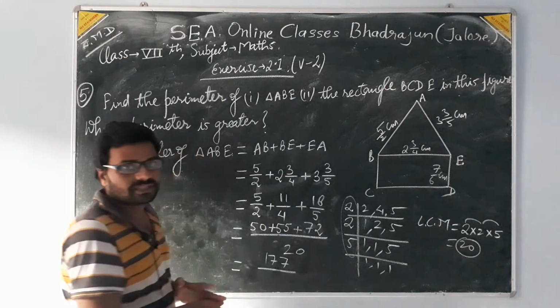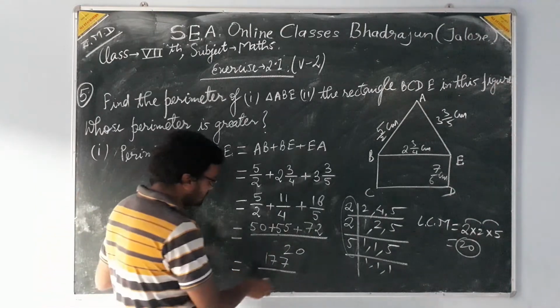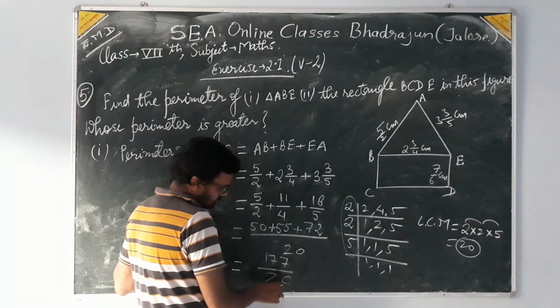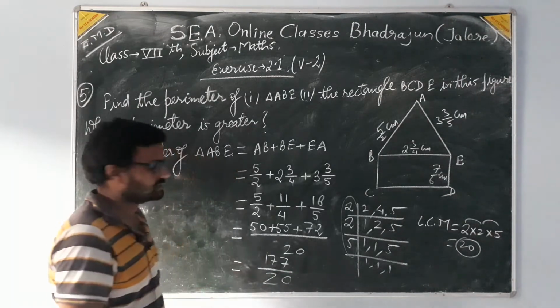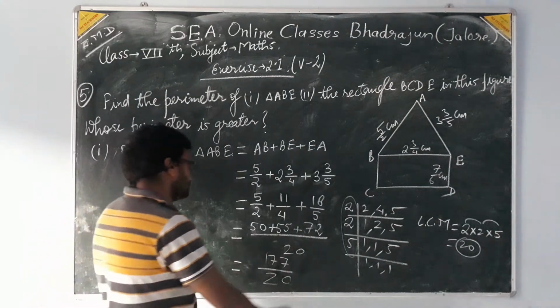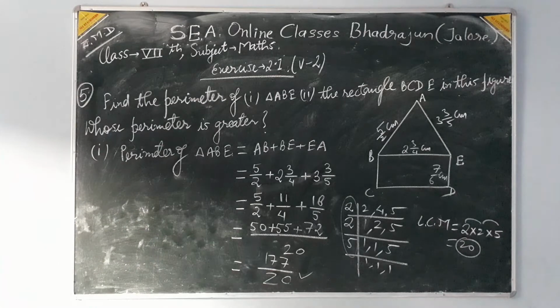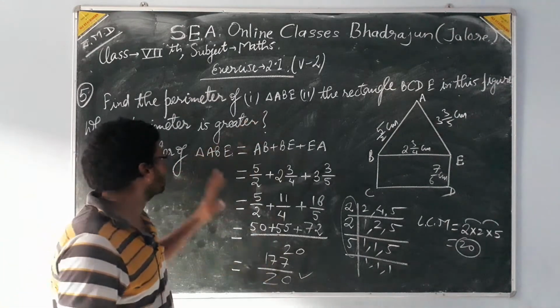5 plus 5 is 10. 10 plus 7 is 17, divided by 20. So this is equal to 177 upon 20. The perimeter of triangle ABE is 177 upon 20. So this was the first part of our question.